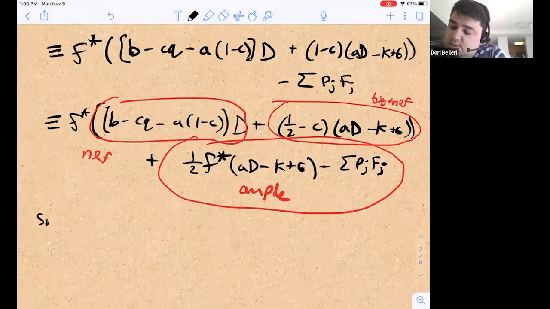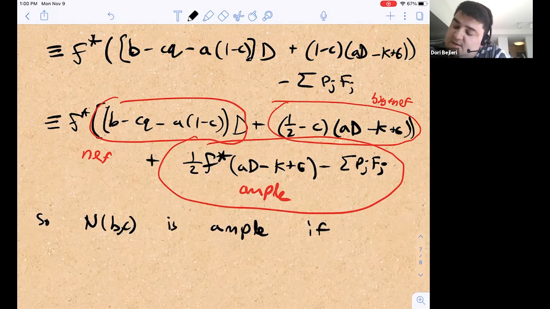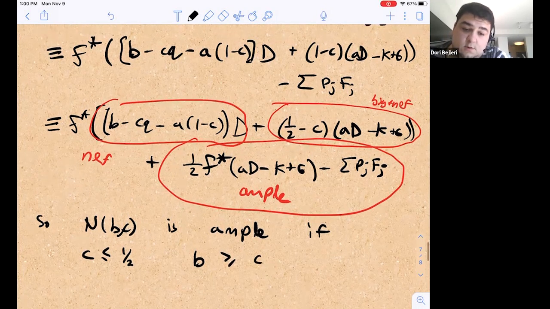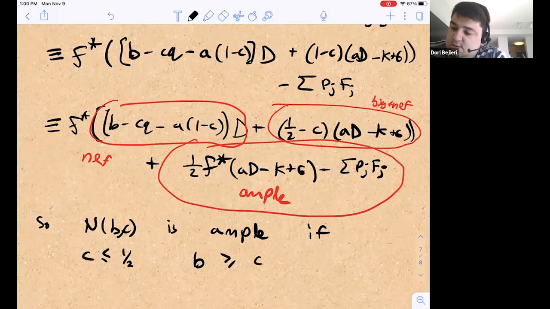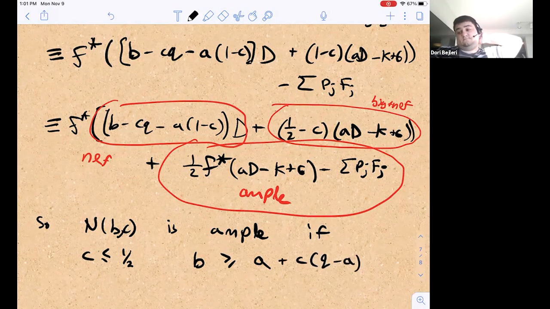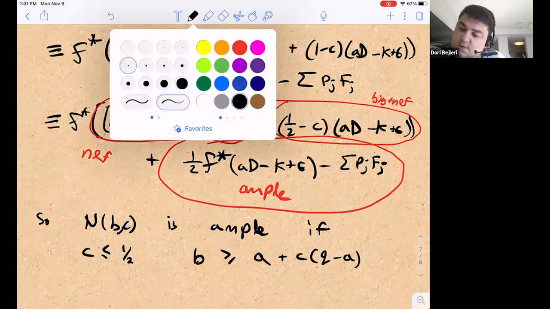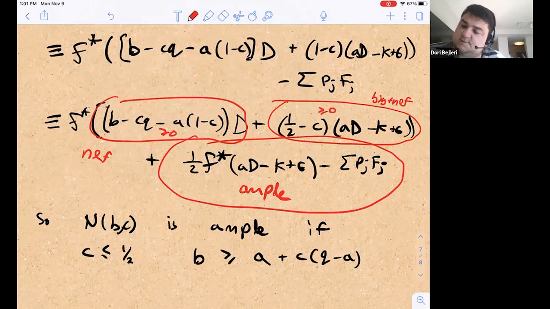So the whole thing N is ample if C is less than or equal to 1/2, and B is greater than or equal to, yeah, you do some extra rearranging here. Let me just skip that step. So it's greater than or equal to A plus C times Q minus A. Okay, great. So again, here we need this coefficient to be greater than or equal to 0, and this coefficient to be greater than or equal to 0.